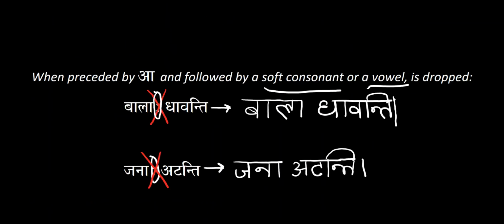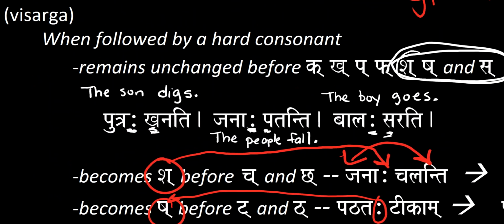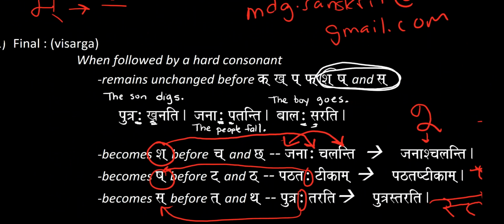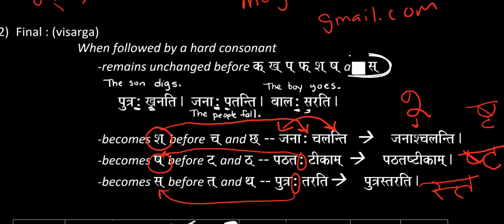This is related to the new material that I need to share with you. So back to this rule. When a final visarga is followed by a hard consonant, depending on what that hard consonant is, if it is a ka, pa, sha, or sa, then that visarga is going to remain unchanged. We went over that, okay?